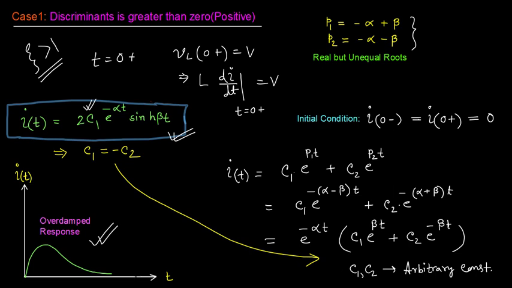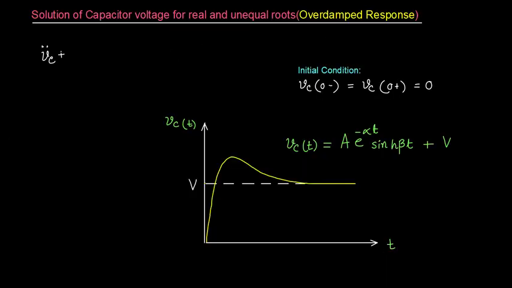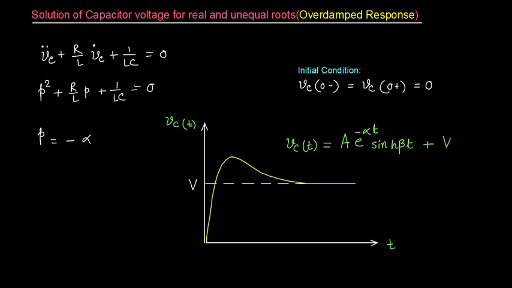Similarly, in the solution of capacitor voltage, we get the same complementary function. This was the differential equation of the capacitor voltage, and its corresponding characteristic equation is P square plus R by L P plus 1 upon LC equal to 0. So, P equal to minus alpha plus or minus beta, where alpha is given by R by 2L and beta is given by under root (R/2L) whole square minus 1 upon LC.